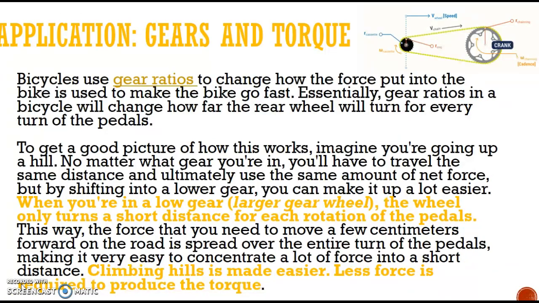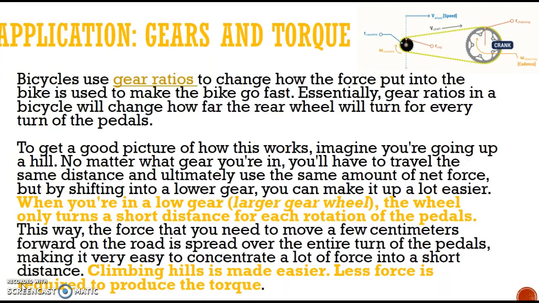Here is an application of gears and torque. So bicycles use gear ratios to change how the force put into the bike is used to make the bike go faster. So essentially, gear ratios in a bicycle will change how far the rear wheel will turn for every turn of the pedals. So imagine you're going up a hill. No matter which gear you're in, you'll have to travel the same distance and ultimately use the same amount of net force. But if you shift into a lower gear, you can make it up a lot easier, because the wheel only turns a short distance for each rotation of the pedals.